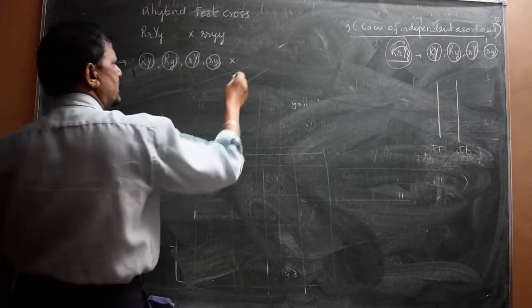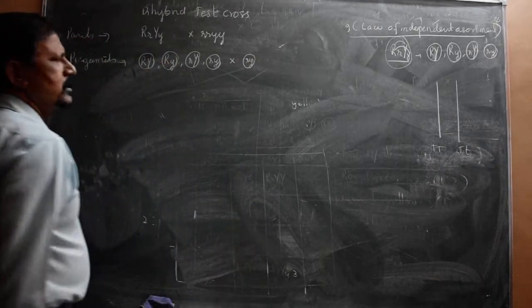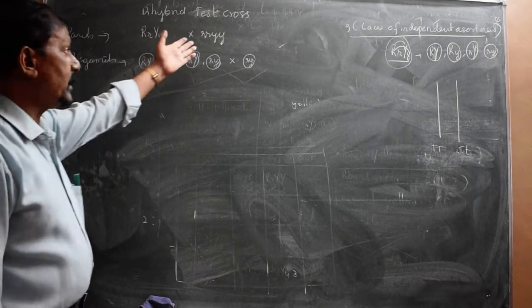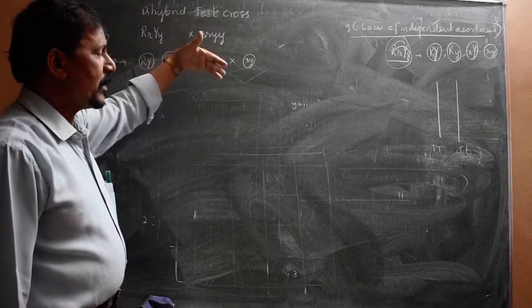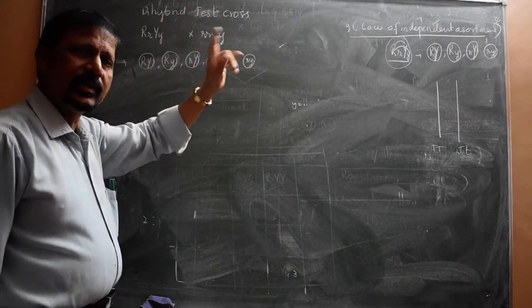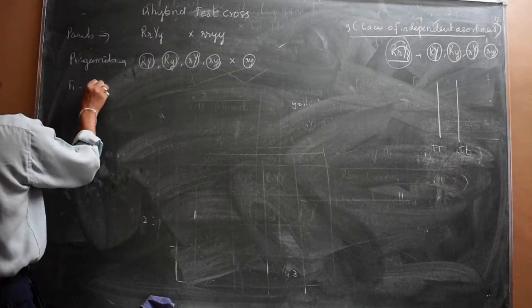Since it is homozygous, you can get only one type of gamete: small r, small y. You cannot get different types of gamete because it is homozygous. Since it is homozygous, no matter how many gametes you separate, you can get only one type of gamete. Now you have to go for the F1 generation.